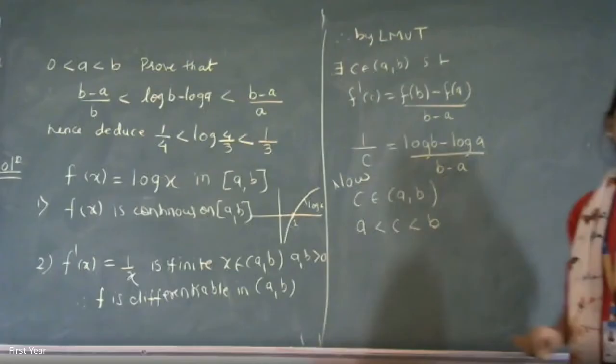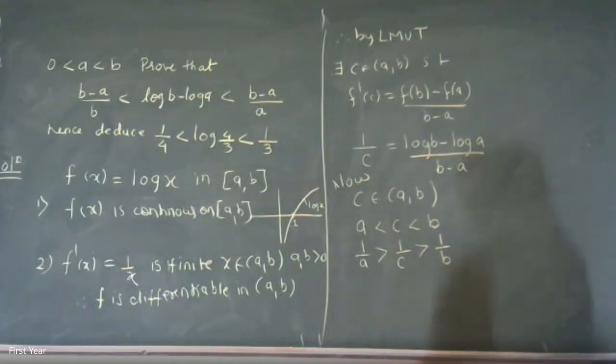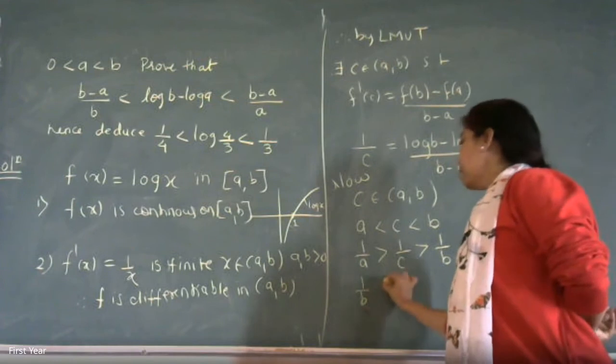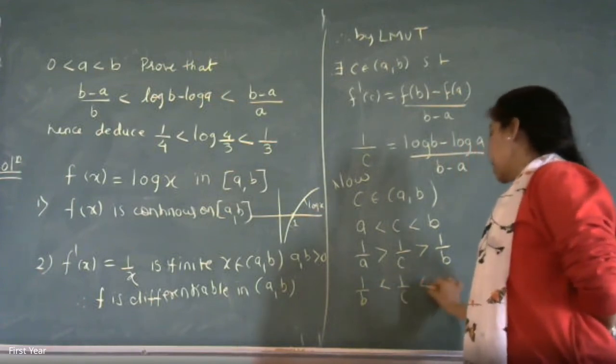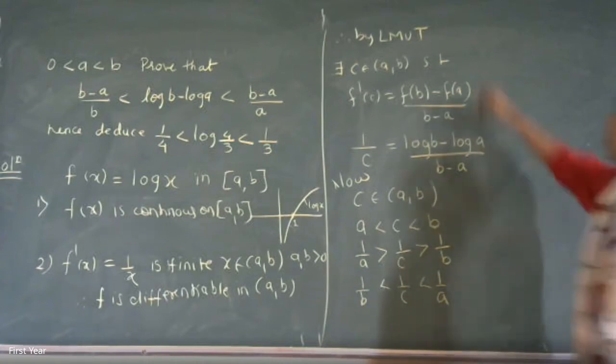Therefore, what do you do now? I want the value of 1 by C. So Mahesh, what are we going to do? Reverse it. 1 by A is greater than 1 by C is greater than 1 by B. Or 1 by B is less than 1 by C is less than 1 by A. Correct? Now, Mahesh, you don't answer, somebody else answer. I'm asking this question so that I can take the answers given as a reflection of your understanding.